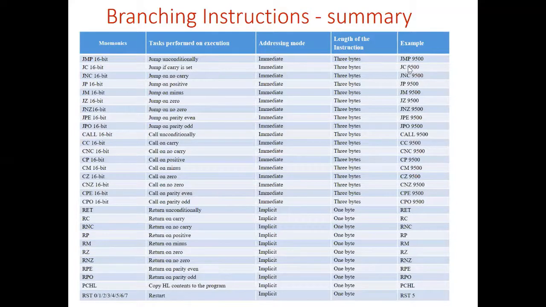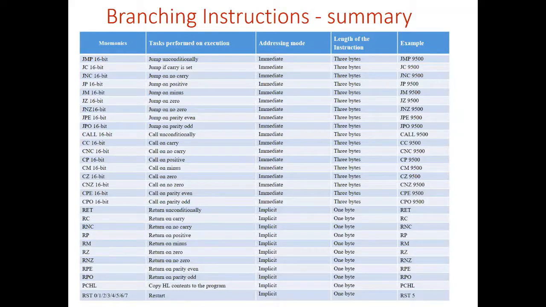So if there is any carry in your operation, then only jump to this specific memory location. Otherwise, it doesn't need to jump. Another condition is JNC, which means jump on no carry. So if there is no carry, then only jump to 500 memory location.